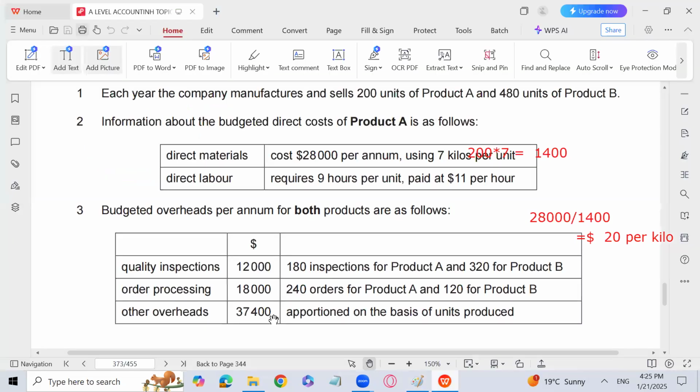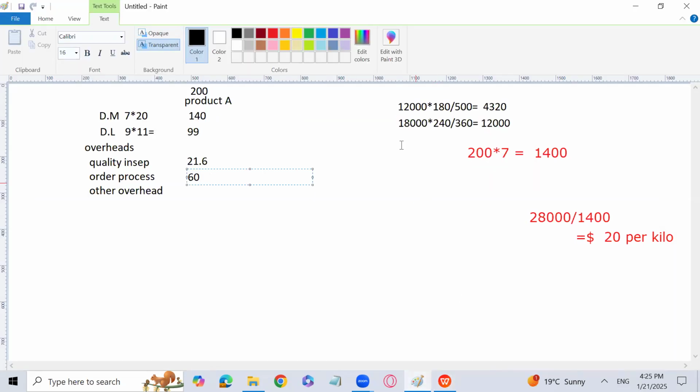Then comes other overheads, 37,400, apportioned on the basis of units produced. So that is quite easy.